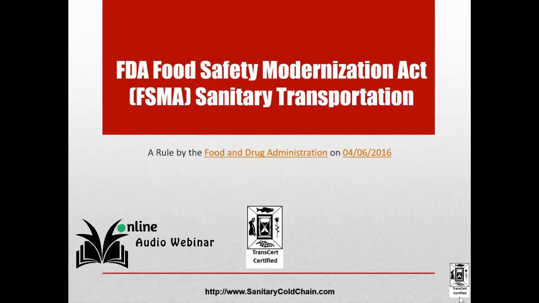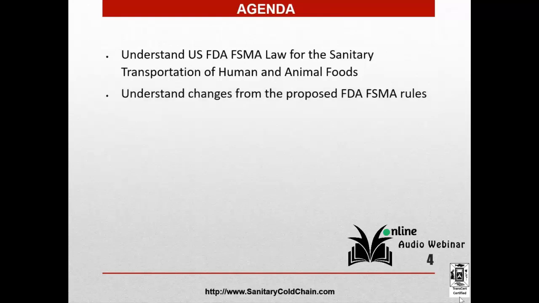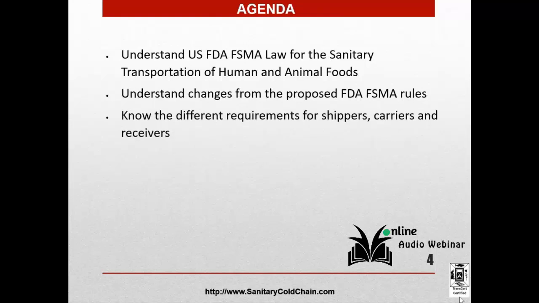Welcome, folks. Going over these rules, which were passed and signed into law in 2016. Today, our agenda, we're going to try to understand the new law for the sanitary transportation of human and animal foods. We're going to look at the changes between the proposed rules and the final rules. And I'm going to talk about the different requirements for shippers, carriers, and receivers.